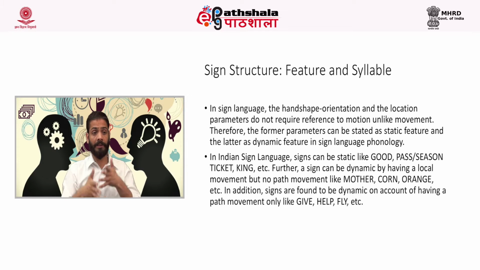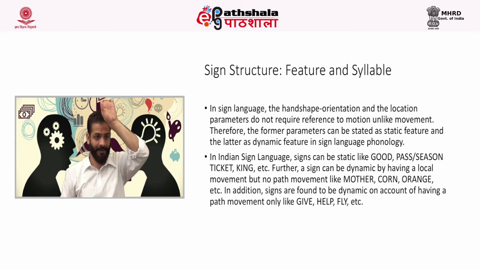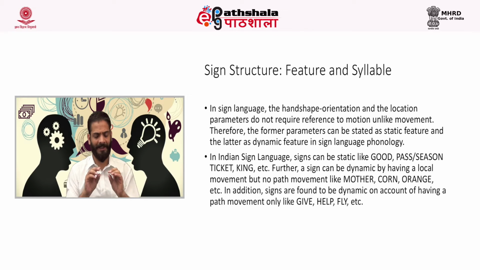In Indian Sign Language, signs can be static, like good, etc. Further, a sign can be dynamic by having a local movement but no path movement, like mother, corn, orange. In addition, signs are found to be dynamic on account of having a path movement only, like give, help, fly, etc., but no local movement.